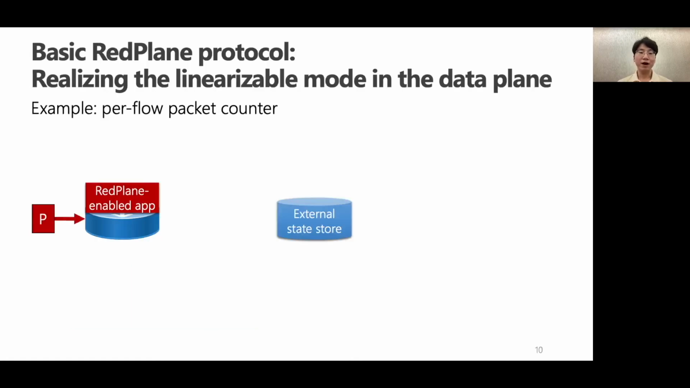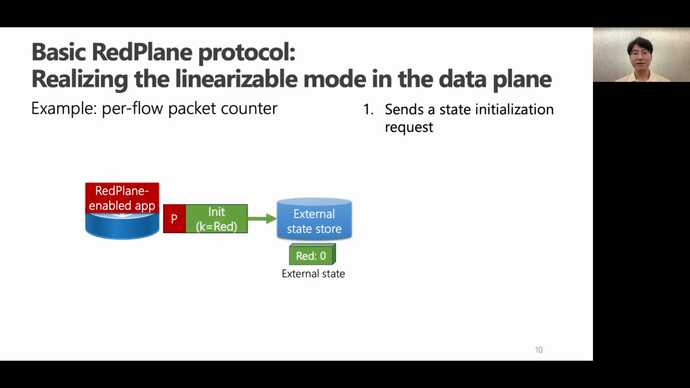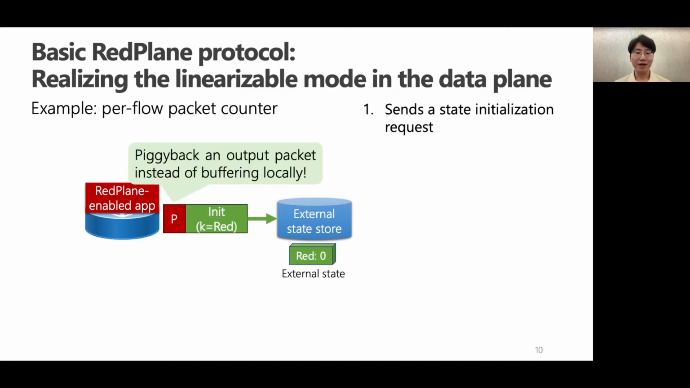Now, let me show you how the RedPlane protocol realizes the linearizable mode. I'm going to use a per-flow packet counter as an example. When a packet comes into the RedPlane switch and there's no state for the flow yet, the RedPlane runtime requests state initialization from the state store. To release an output packet only after successful replication, instead of buffering packets locally at the switch, which is expensive or infeasible, our runtime piggybacks the output packet onto the request packet.